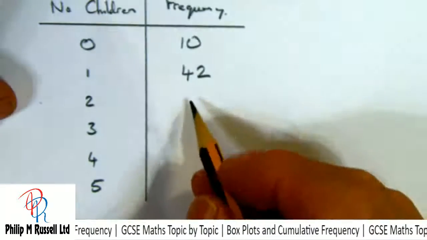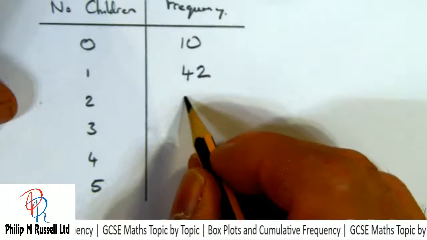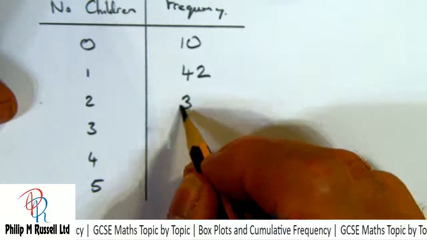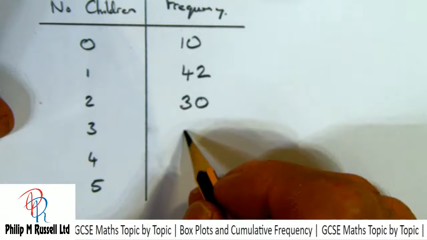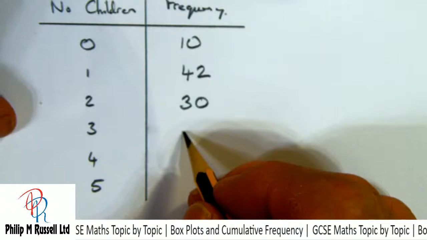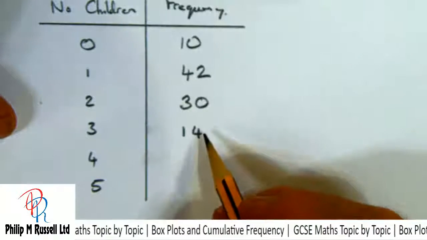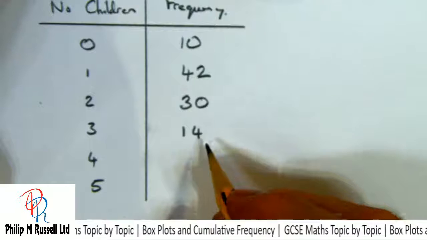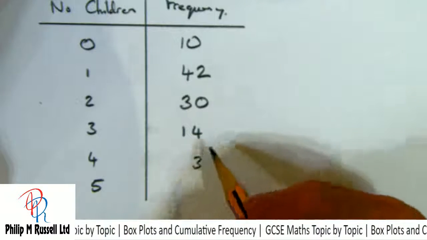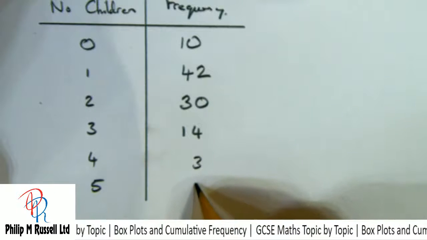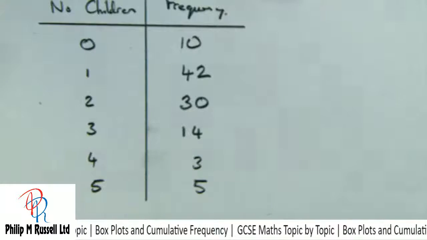Here we've got 1, 2, we're going to have 30, and then we'll have something like, I know, 14, and let's have 3, and let's have 5. It doesn't matter what we've got there really.